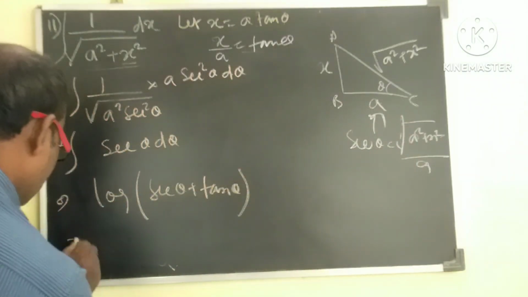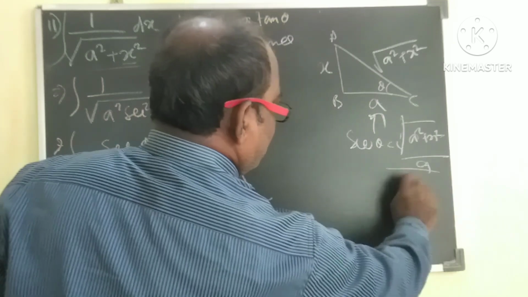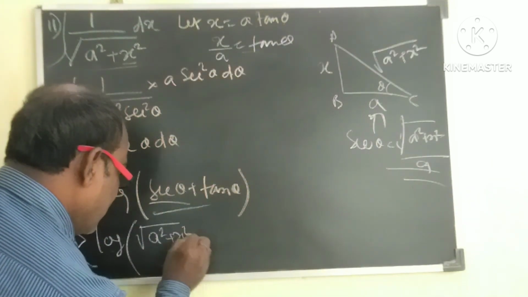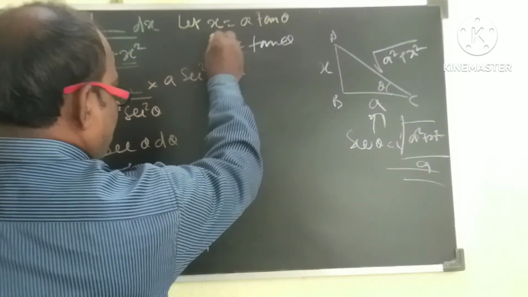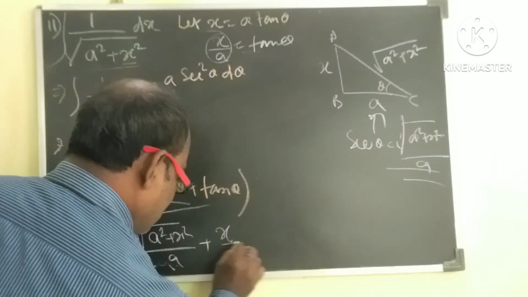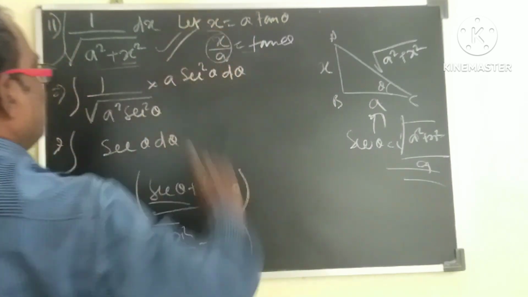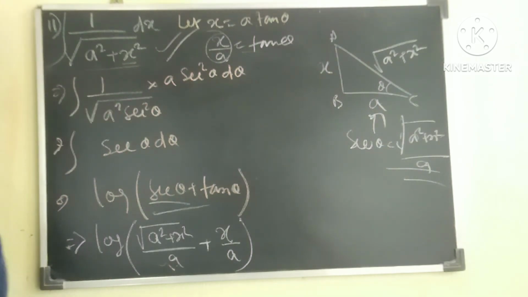So the final answer we can write as log of, instead of secant theta, root over a square plus x square by a, plus, what is tan theta? Tan theta is x by a. So this is x by a. In this way we can form the integral of 1 by root over a square plus x square. Clear?